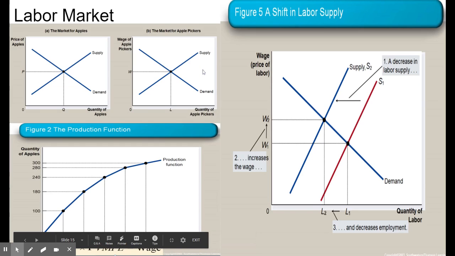Today we'll be talking about the labor market. And the labor market is a little bit different than other marketplaces.